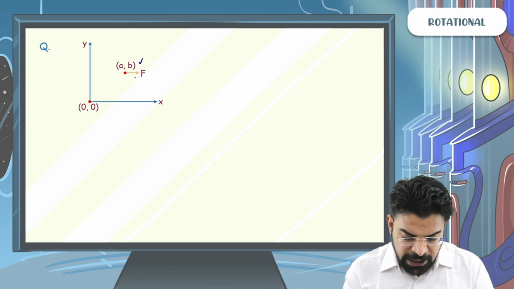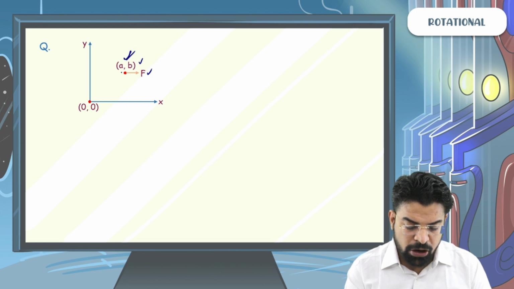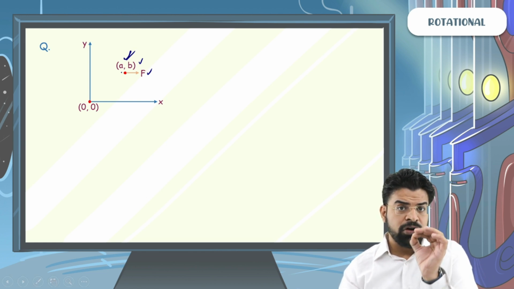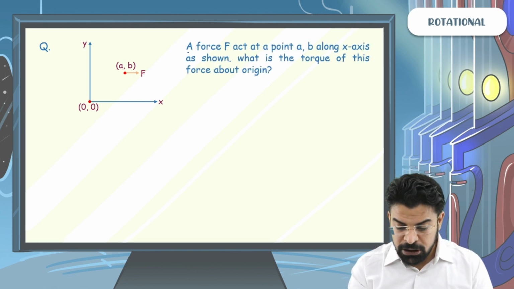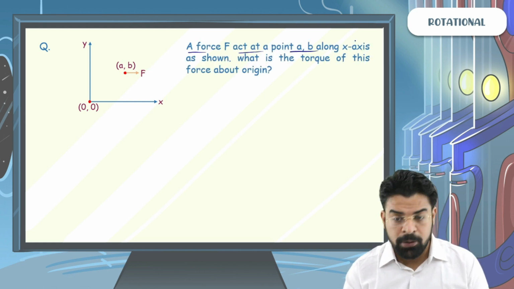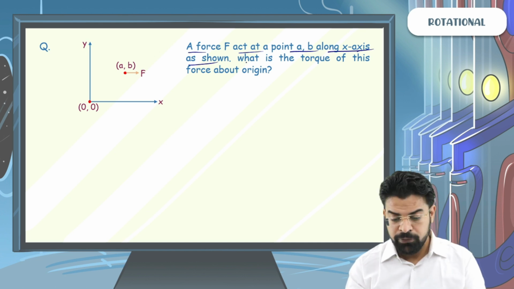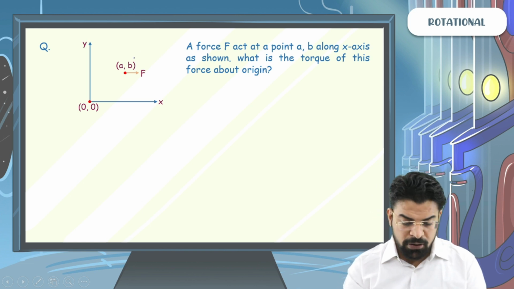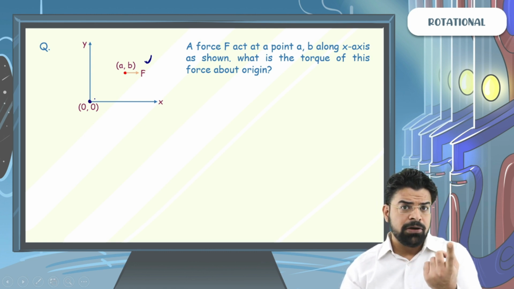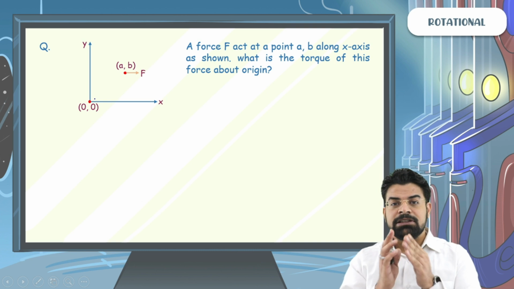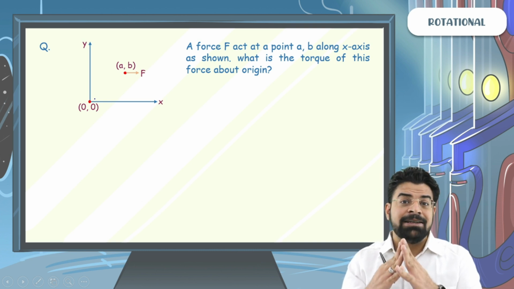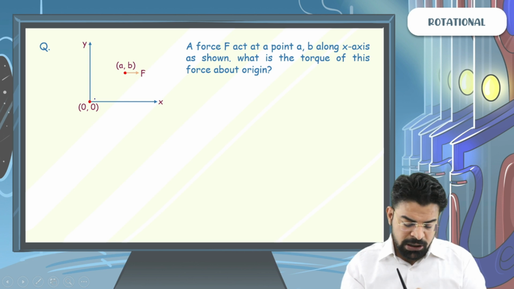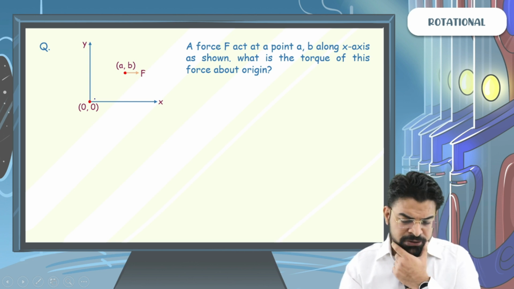There is a force F acting at coordinates A, B. Our mission: a force F acts at a point A, B along the x-axis as shown. What is the torque of this force about the origin? So how will you write the torque of this force about the origin? We can use length times force perpendicular or force times length perpendicular. Now beta, in some questions, one way becomes way easier than the other. So visualize using both. What is the mission? The mission is to write the torque of F about O.